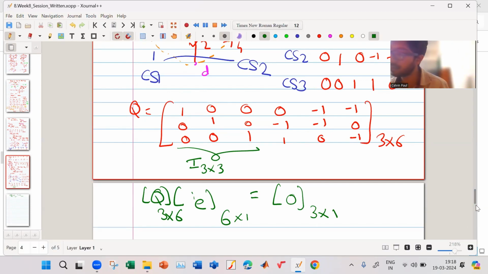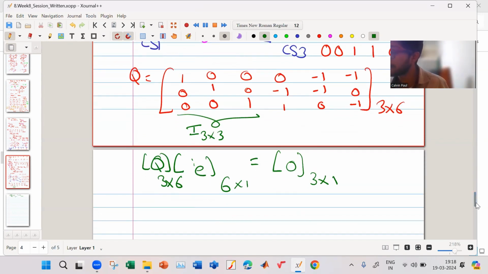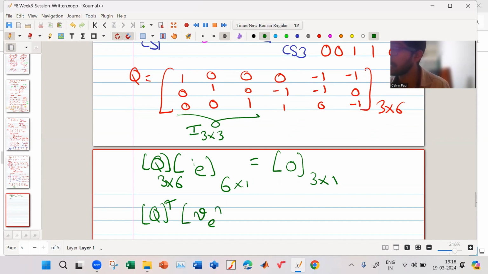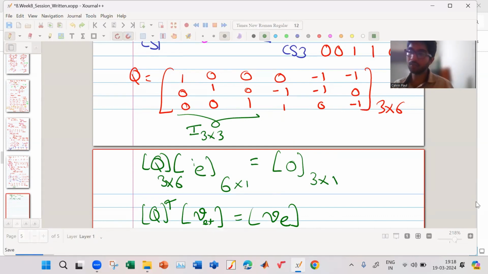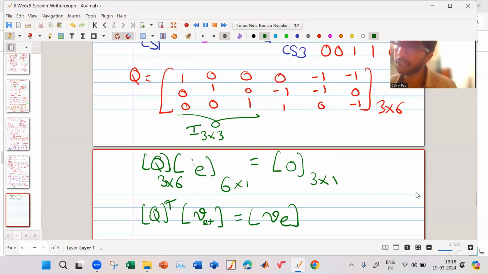So now, there's another relation, that is Q transpose times the twig voltages will be equal to your element voltages. There's another relation. Okay, so this is something else. So if you need this relation, you'll have to try to remember this.